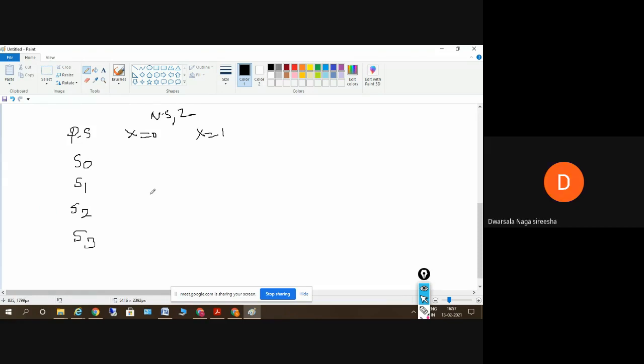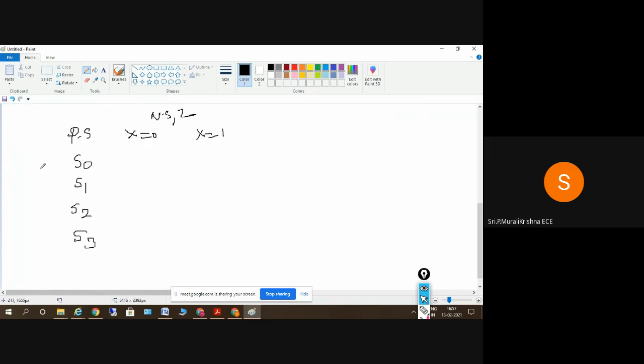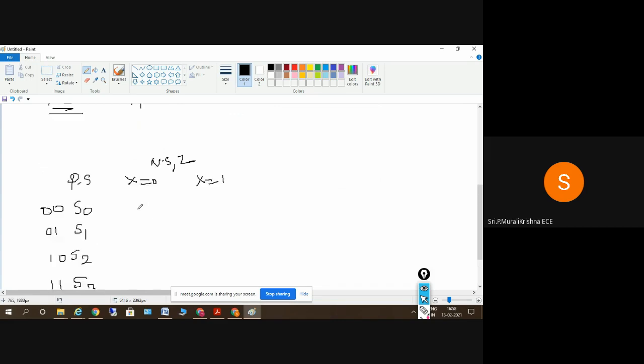If X is equal to 0, the next state. Generally when we have four possible states, what are the values we can get here? When we take S0, S1, S2, S3, so four possible states, what are the values I can assign here? So 00, 01, 10, 11. Okay, so we will be having these values here.